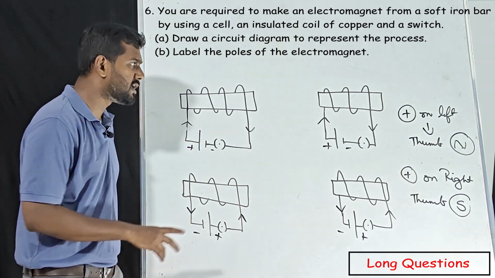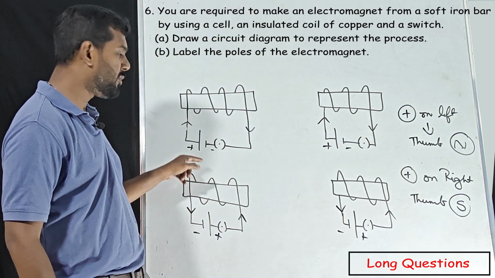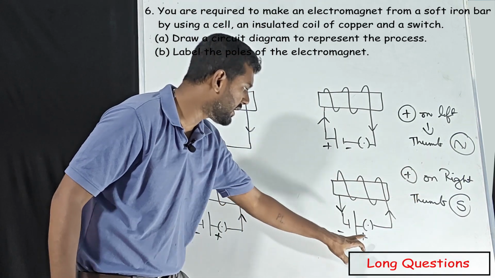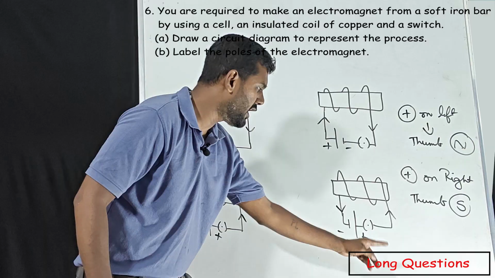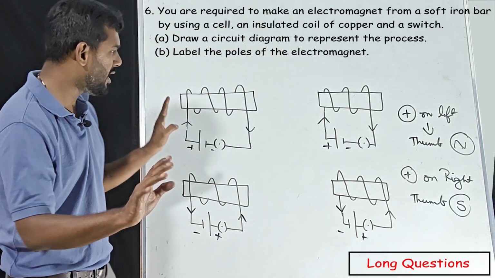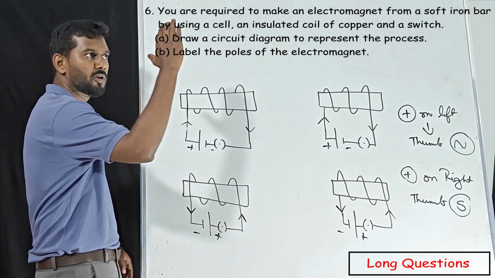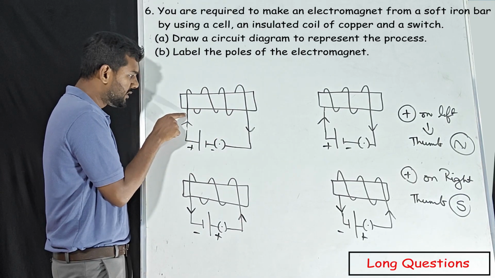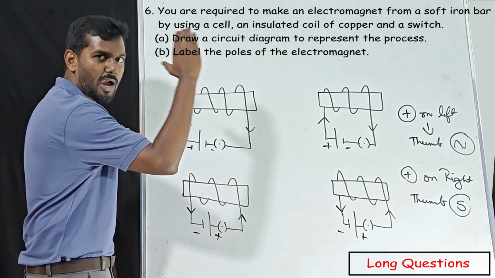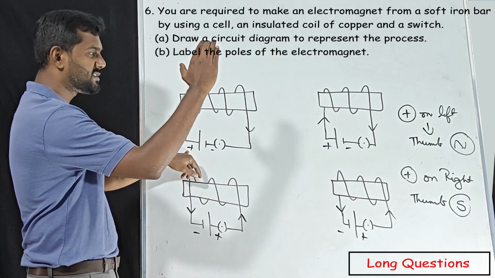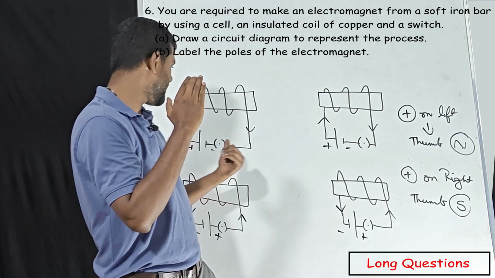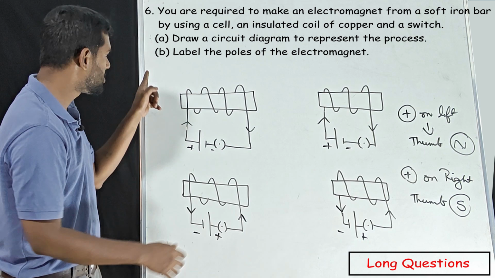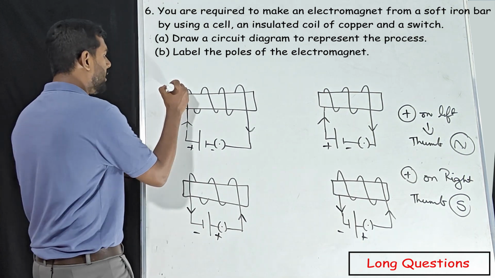Now listen. If plus is on the left side, the thumb represents north. If the plus is on the right side, the thumb represents south. First, you hold it up like this because the wire is above the coil. The first wire is above, so we hold it like this and see whether plus is on the left or right side. Plus is on the left side, so the thumb represents north, so this will be north and this will be south.